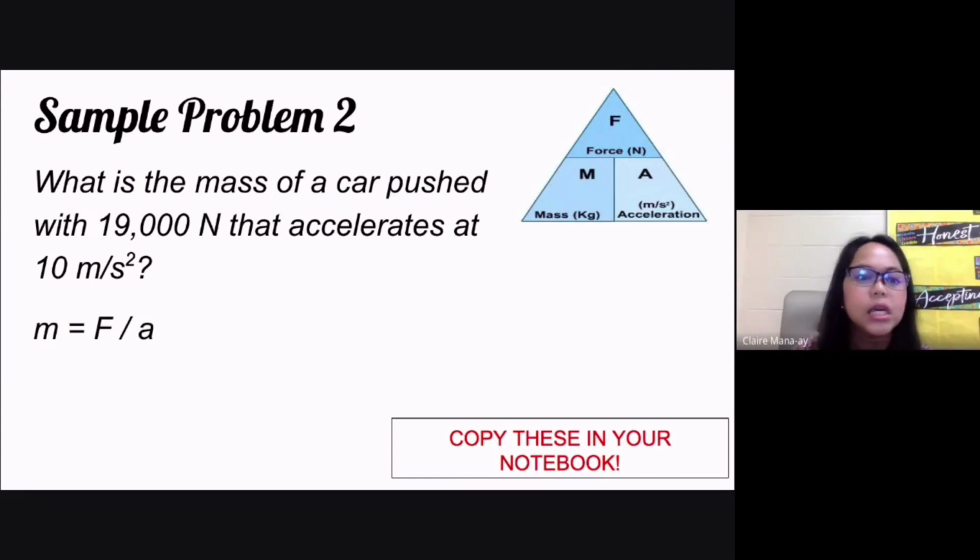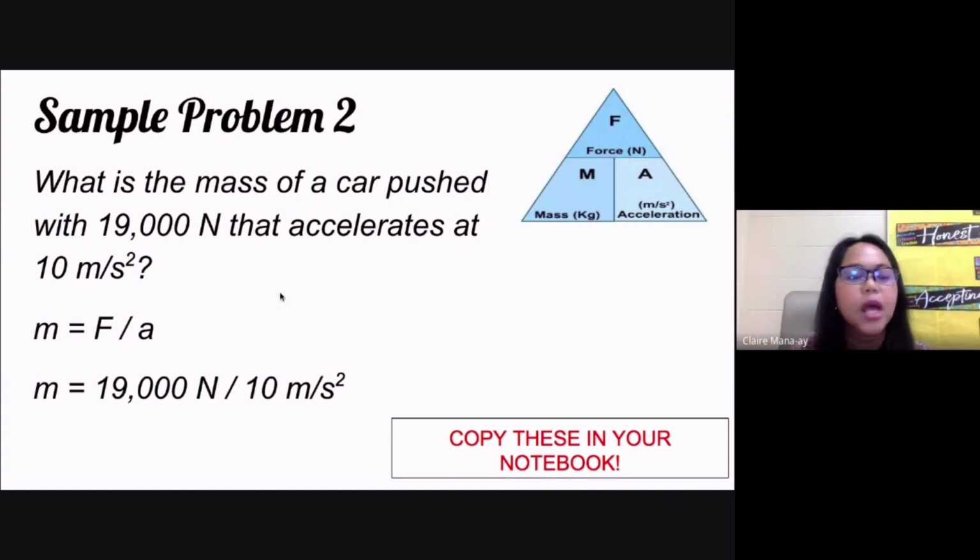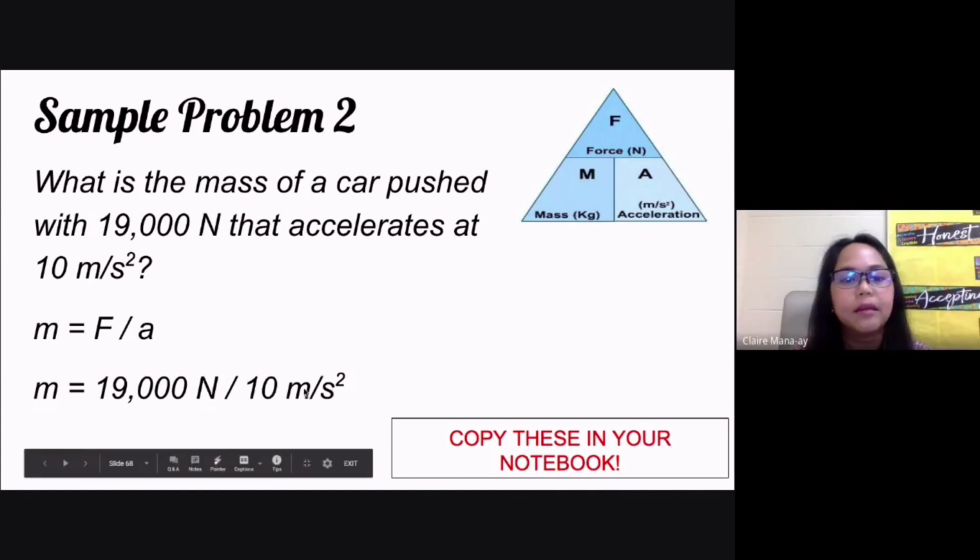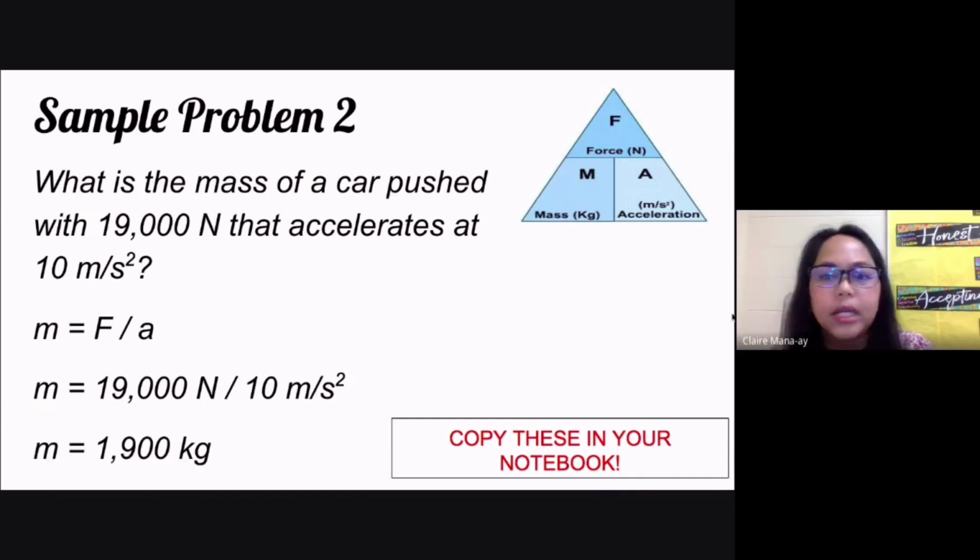Now, our force is given as 19,000 newtons, and acceleration is 10 meters per second squared. So this is going to be our equation: 19,000 newtons divided by 10 meters per second squared. That's just 19,000 divided by 10. So we simply cancel one of the zeros here, cross out the 0 and the other 0 in your denominator. That means we are left with 1,900 kilograms. So that would be the answer for sample problem number 2. The mass is 1,900 kilograms.